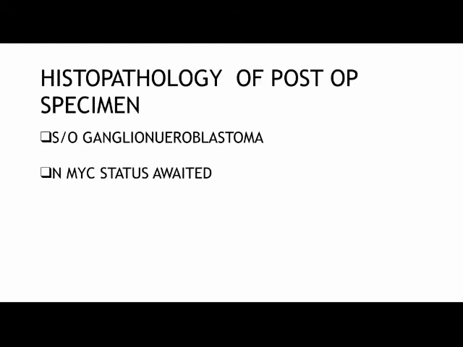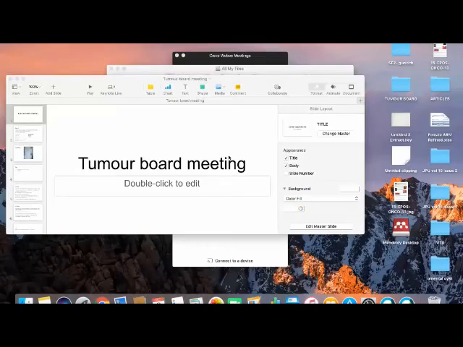Okay, so the histopathology of the post-op specimen was a googly for everyone, because everybody was quite convinced it was a mature teratoma, and it turned out to be a ganglioneuroblastoma. So can you just describe the findings from pathology? Who will be discussing this case? I will be discussing. Yeah, Pooja, please, before we go to the histopathology. Yes, sir. Am I audible? Yes, sir, please.